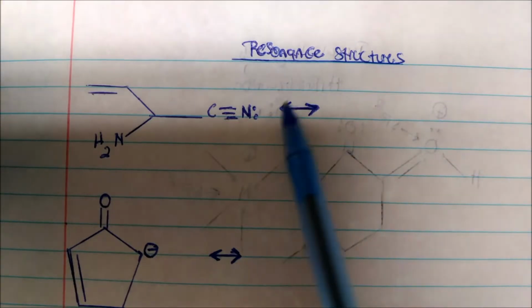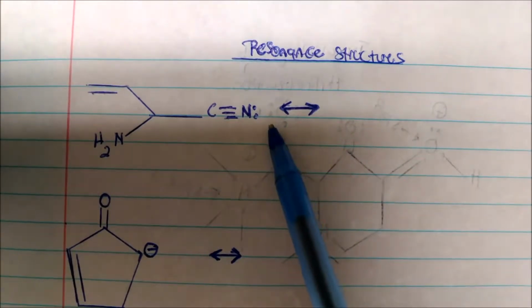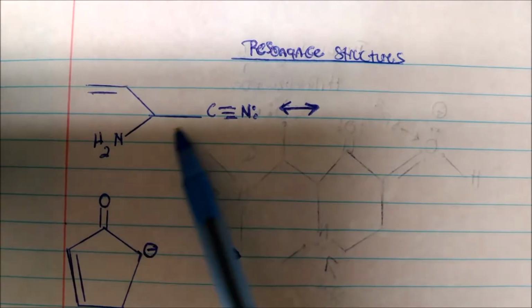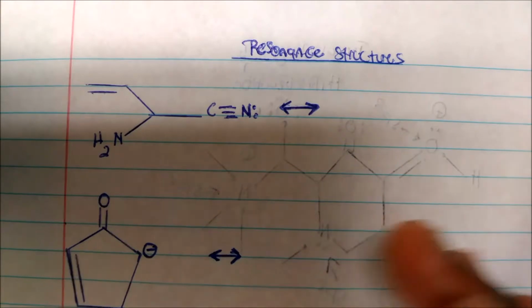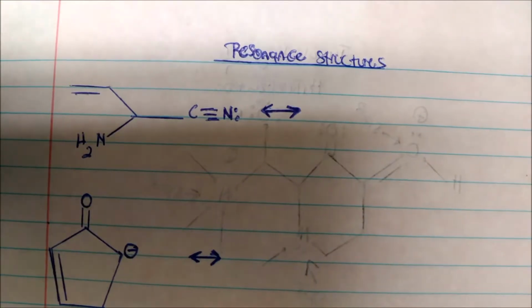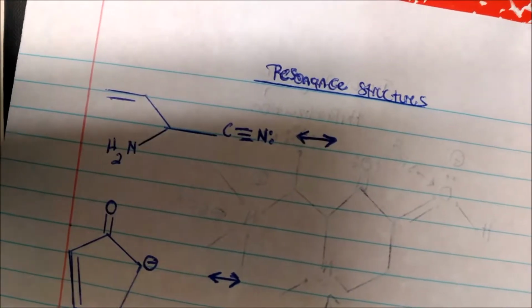Once you start doing resonance, you can't be changing your charges, right? So if you have a molecule whose overall charge is zero and your resonance structure is +1, that's not a resonance structure. You're changing the charge. That's not a different resonance form, that's a different molecule. That's an ion now.